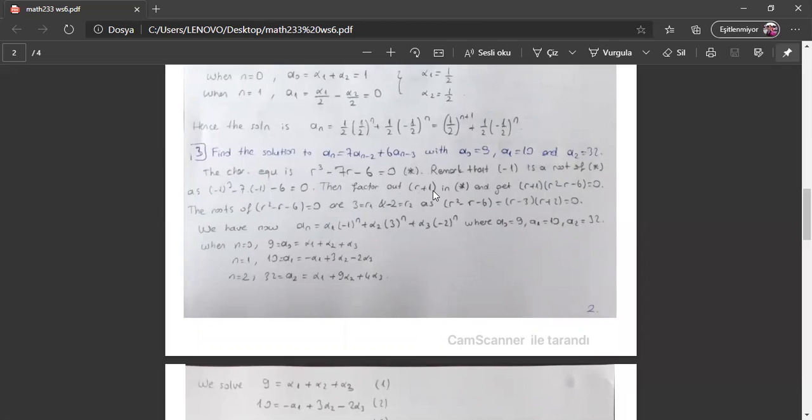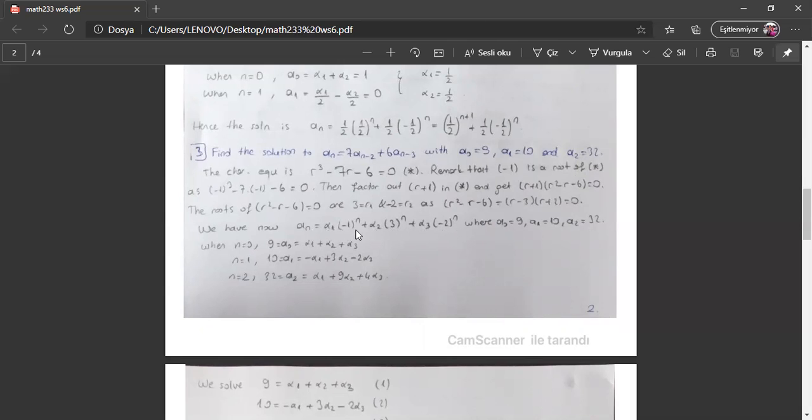So one of the factors of this polynomial is r minus minus 1, which gives r plus 1. You divide this polynomial by r plus 1 and get the second factor of the polynomial. Here we have r plus 1 times r squared minus r minus 6 equals 0. We just need to find the roots of the second factor, which can be written in this form. So r1 equals 3 and r2 equals minus 2.